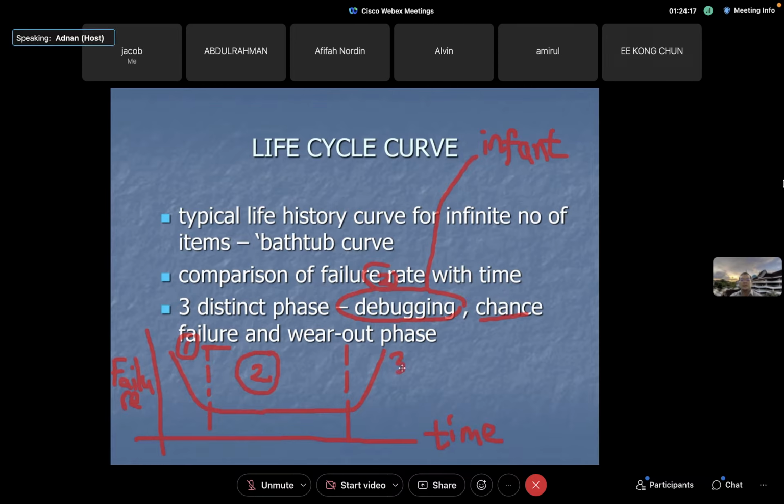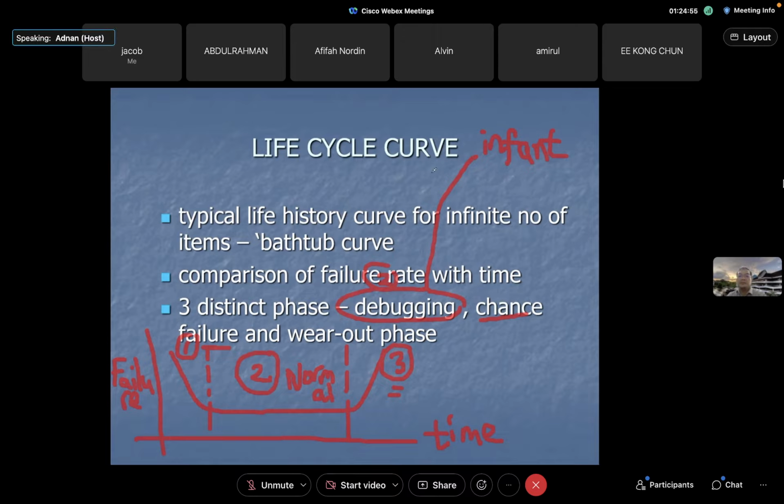Understanding of this will help us to plan what action to be taken while the product is being used, whether the failure is at the infant stage or debugging phase, or at the normal phase or chance failure. This is the normal phase where you are using it normally, and this is the worn out phase, where maintenance is related.